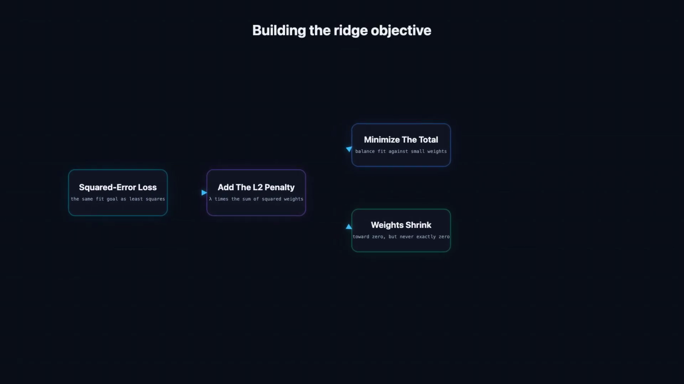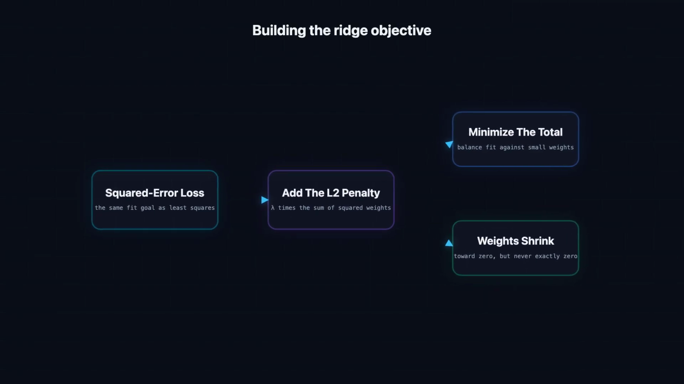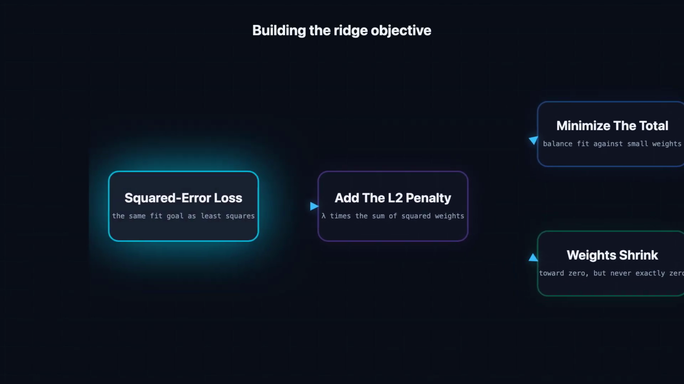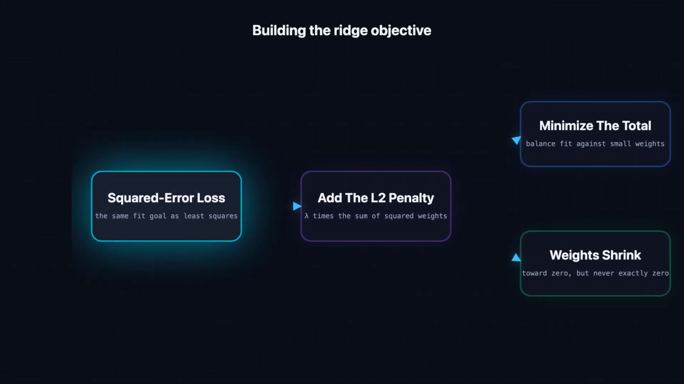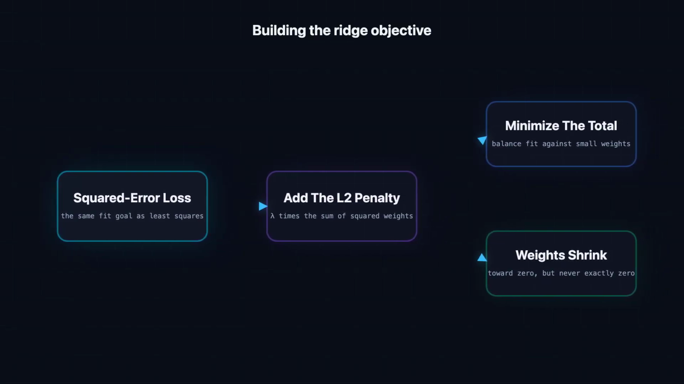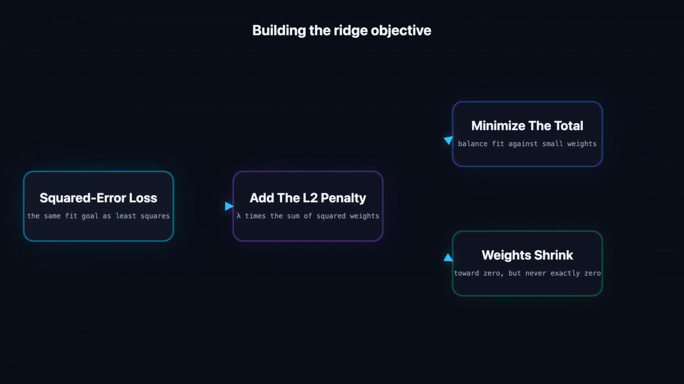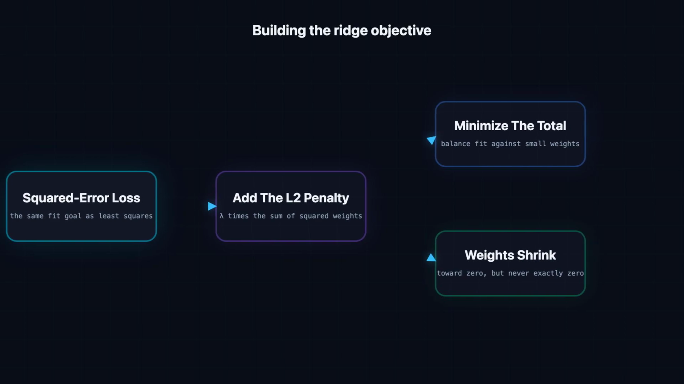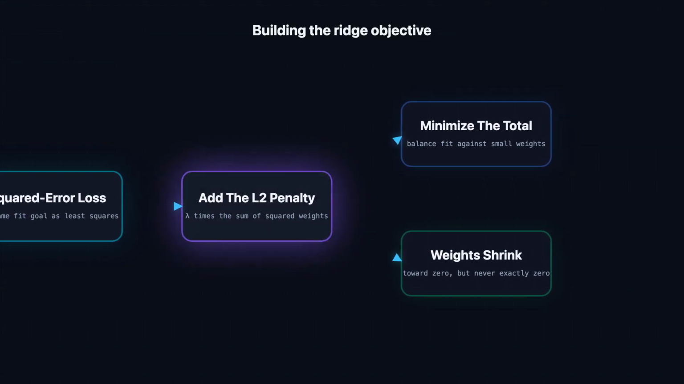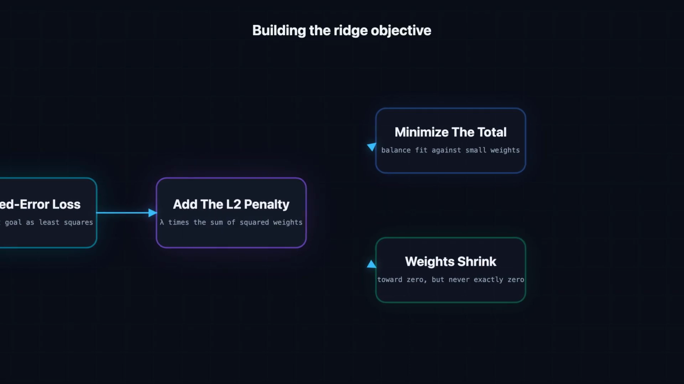The magic lives entirely in the objective that Ridge chooses to minimize. Let's walk through how it's built, one piece at a time. Start from the ordinary squared error loss, the exact same fitting goal linear regression already uses. On its own, this term wants only to hug the training points as tightly as possible, which is precisely how the overfitting sneaks in.